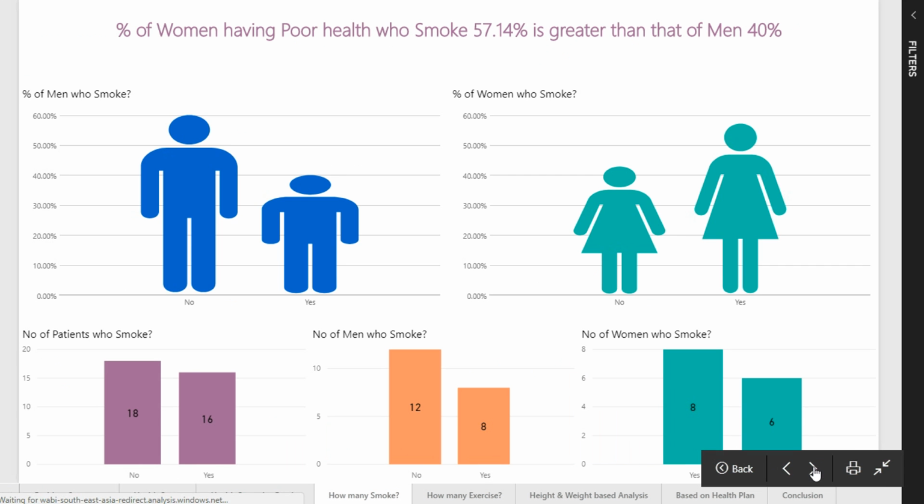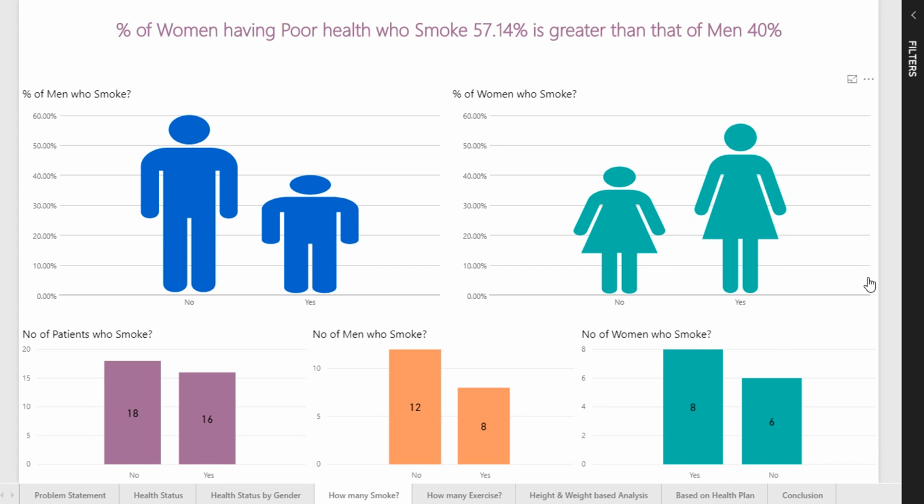Now, proceeding further down the line, we are analyzing the data in terms of how people fare in smoking. So, the top visual shows me the percentage of men who smoke and who don't. Similarly, this shows me the percentage of women who smoke and who don't. The same information is shown in terms of numbers in the below three visuals. From the first visual, what we can understand is a majority of men, that is 60% of men don't smoke, while just 40% of men smoke. And from this visual, we can understand that a little less number of women don't smoke, that is 42.86%, while a majority of women smoke, that is 57.14%.